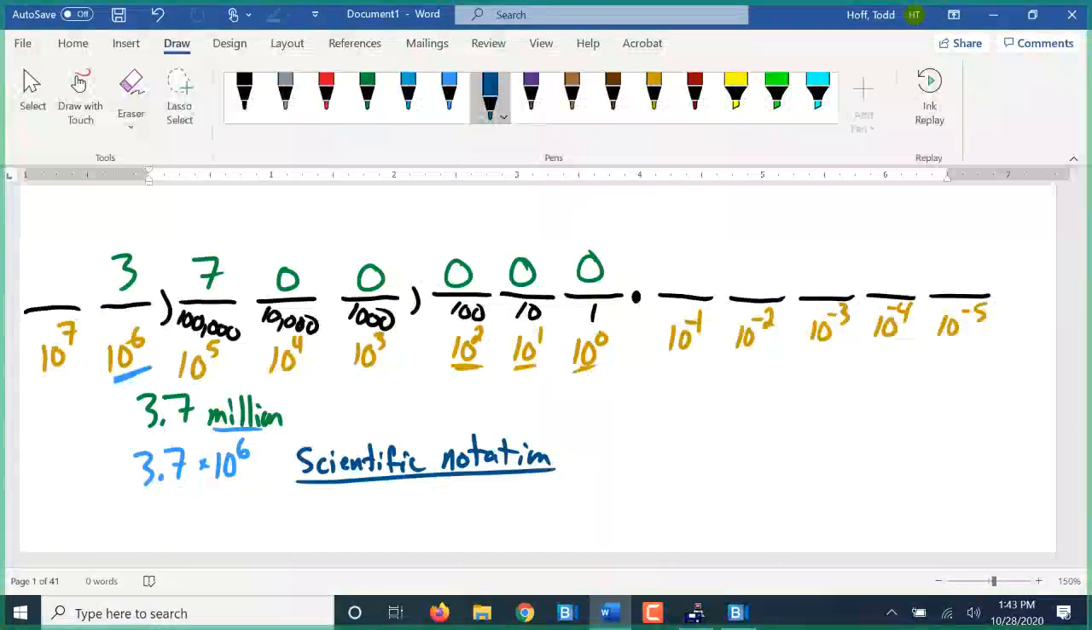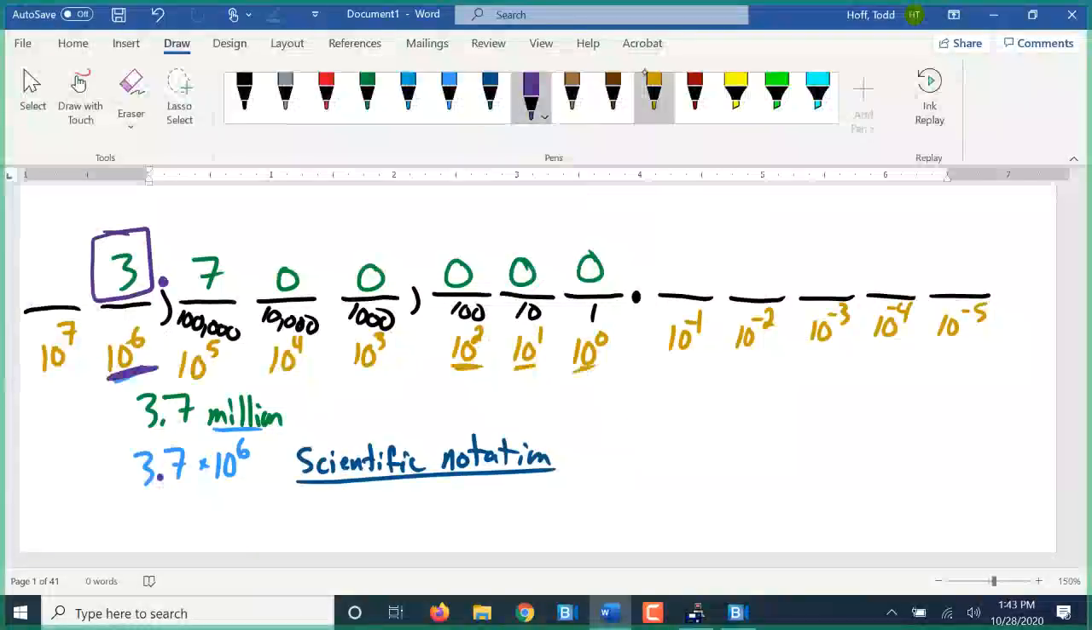In scientific notation, what we do is we identify the first non-zero digit. So in this case, that would be the 3. We put the decimal point after that digit, so that's why it went there, 3.7. And then we name the place value of that digit. It's in the 10 to the 6th place.